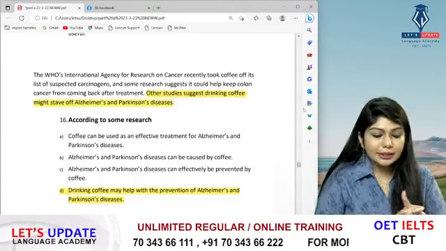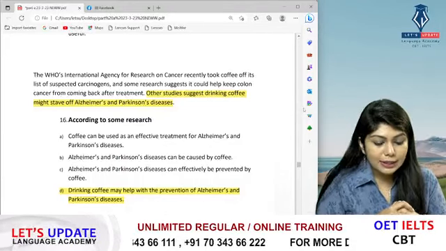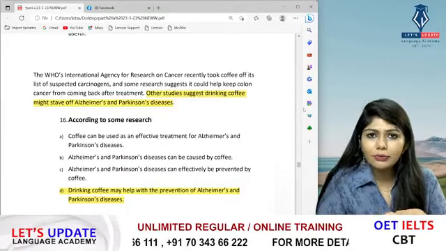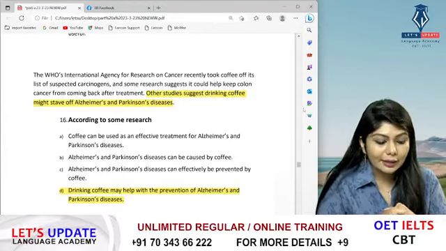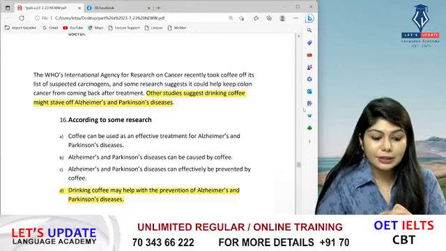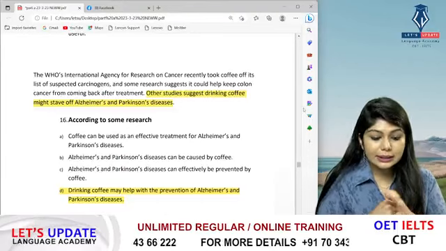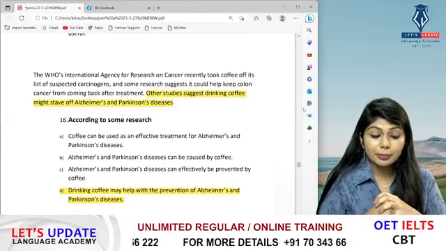And that is why we eliminated A, and then look at B. Alzheimer's and Parkinson's disease can be caused by coffee. No, not at all. That is not something said in the paragraph, and that is why we eliminated B. And what about C? Alzheimer's and Parkinson's diseases can effectively be prevented by coffee.